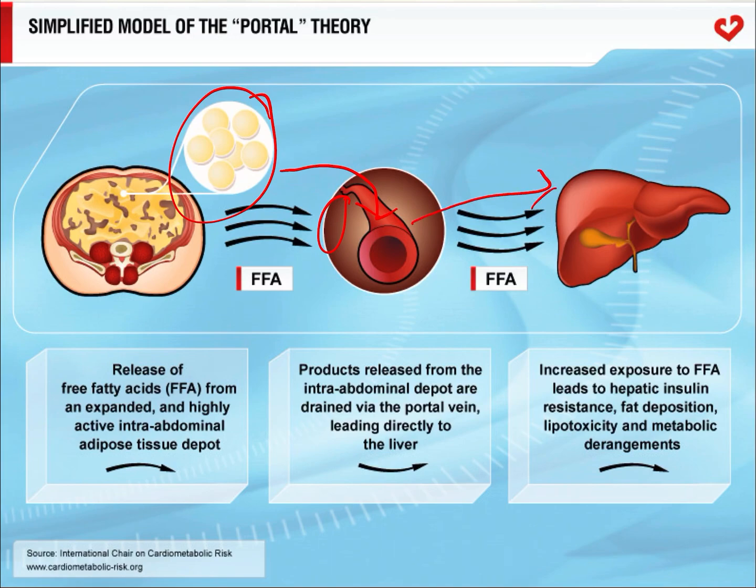The liver ends up storing all of that fat, and we get increased exposure to free fatty acids, which leads to that insulin resistance in the liver, fat deposition, lipotoxicity, which means destruction of those cells, and problems with metabolism in the liver. So this is the portal vein theory.